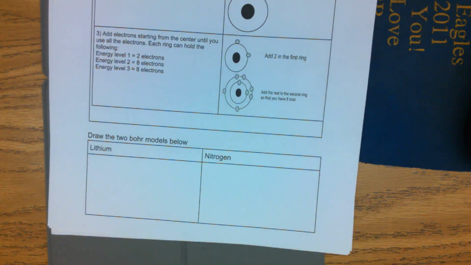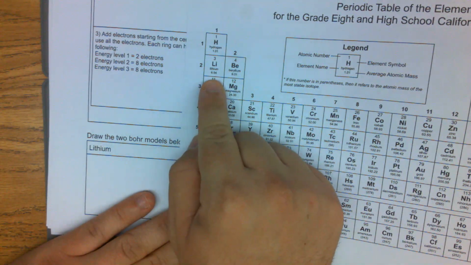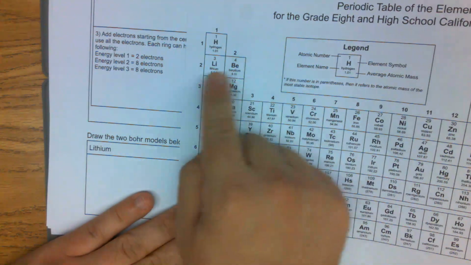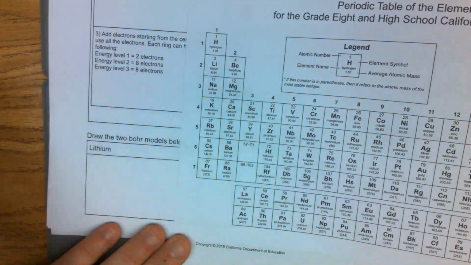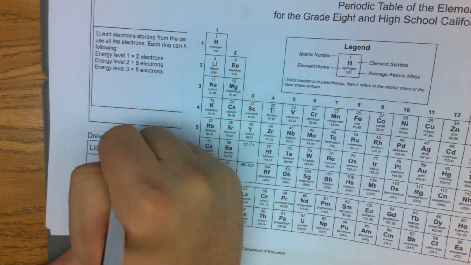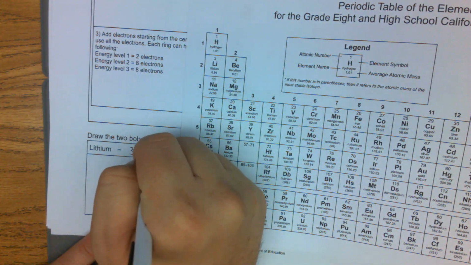Let's look at lithium. Lithium on our periodic table is element number 3, so we're looking at the atomic number. The number on top tells us the number of electrons. So for lithium, we have 3 electrons.